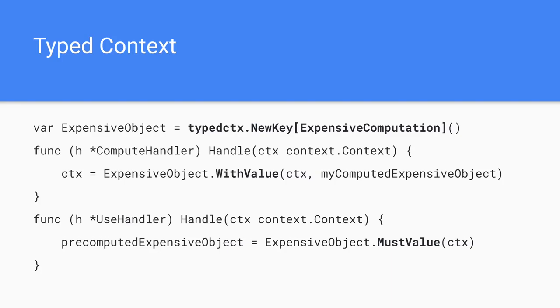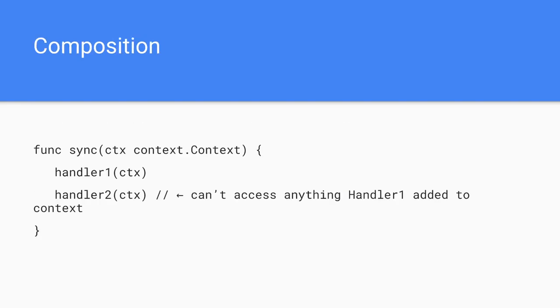So in this case, I have two handlers. One of them does some expensive computation, stashes that into a context, and then in a later handler, we extract the value back out. So it's probably not super obvious that these compose well, and I would say right now they don't. I haven't gotten to that yet.